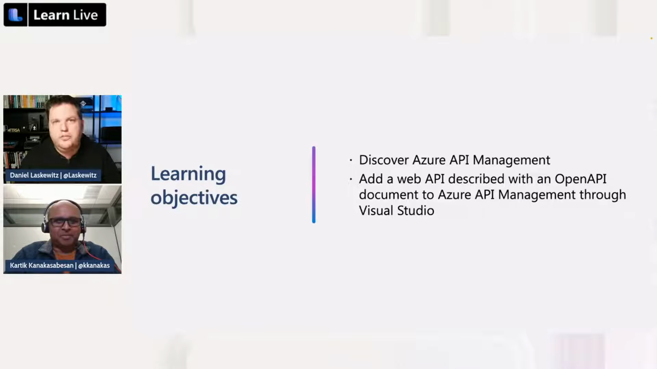The learning objectives for this episode of Learn Live are discovering Azure API Management, and we are going to add a Web API described with an OpenAPI document to Azure API Management through Visual Studio. We're going to talk about the different subjects that are here, and we, of course, are going to do some exercises to show you how you can do that.